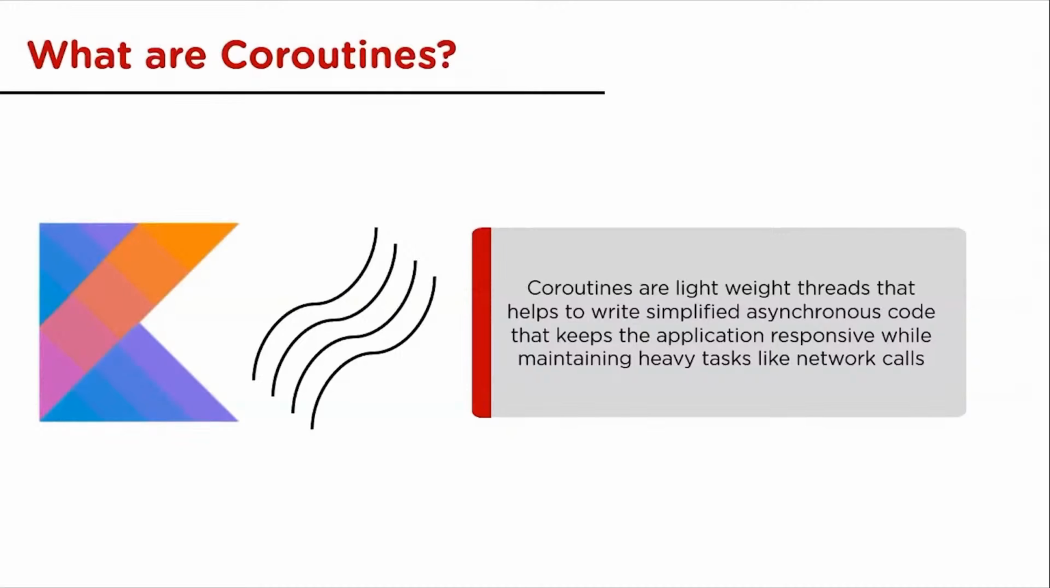Coroutines are lightweight threads that help to write simplified asynchronous code that keeps the application responsive while handling heavy tasks like network calls. Coroutines are executed inside the thread and are also suspendable. Here, the word suspendable means we can execute some instructions and then stop the coroutine in between the execution and continue when we wish to. And they can also switch between threads, which gives coroutines an edge over threads.